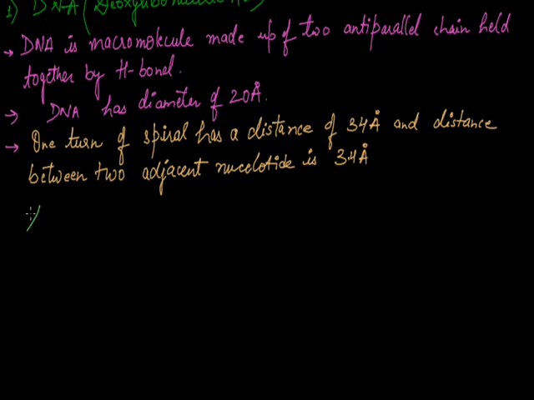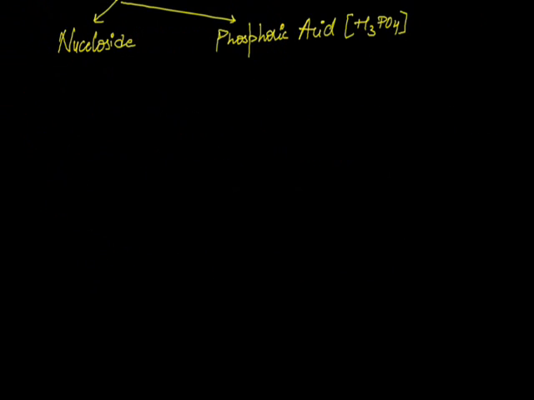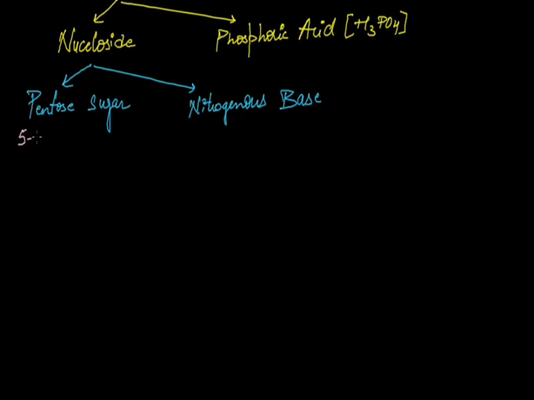Next, this DNA is made up of nucleotides, so we'll discuss what nucleotides are. Nucleotides consist of two parts, nucleoside and phosphoric acid, which is the H3PO4 group. Nucleoside is made up of two components: first is pentose sugar and next is nitrogenous base. Pentose sugar is a 5 carbon containing sugar.